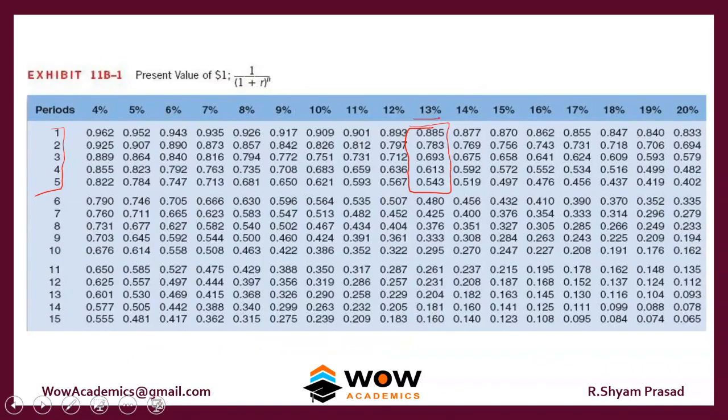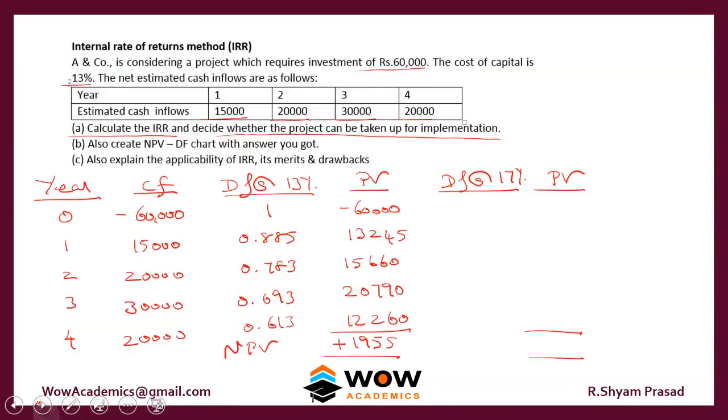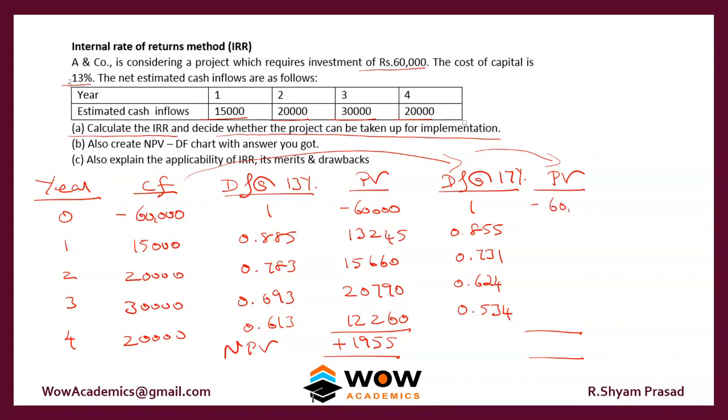So for 17% and for 4 years, these are the numbers. So we'll take those numbers. So the first one is always 1. Thereafter we'll check the numbers. So multiply the cash flow into the discount factor and get the present value. So 15,000 into, so the answer comes to minus 3155. This is a negative NPV. Okay, so we'll now work out the IRR.